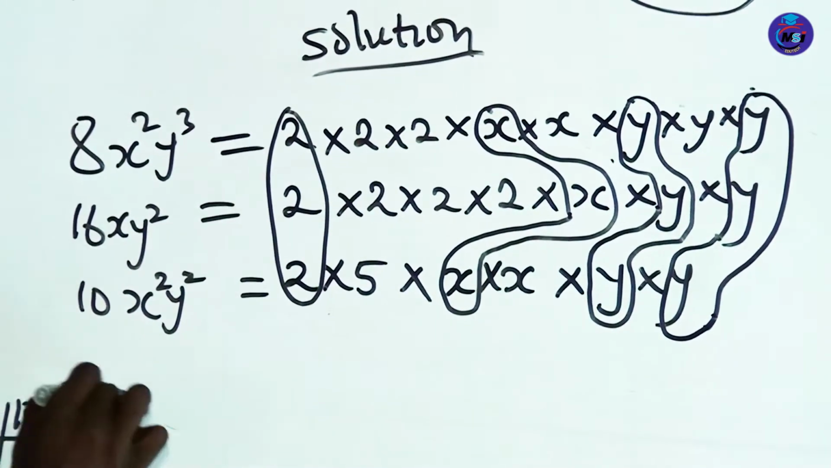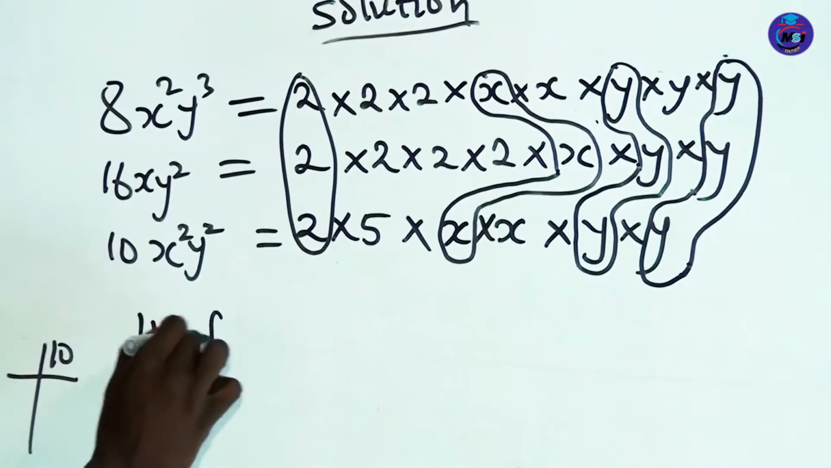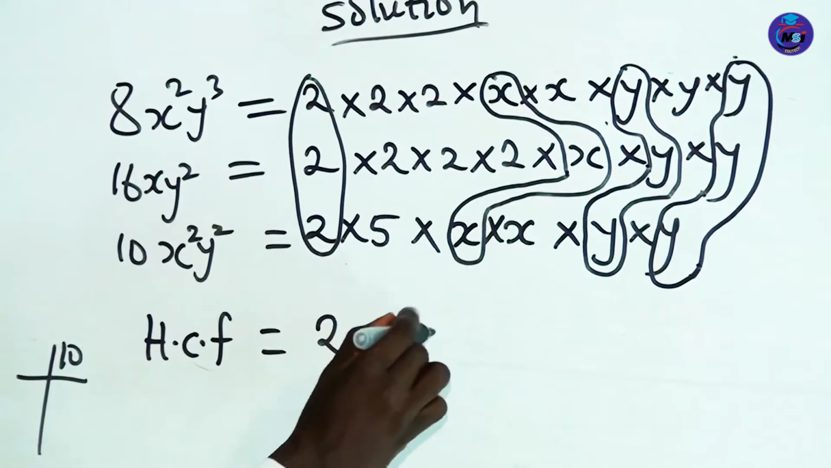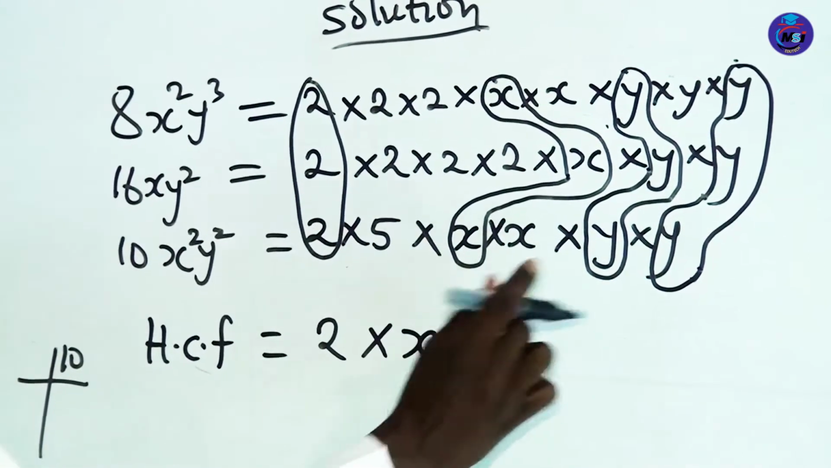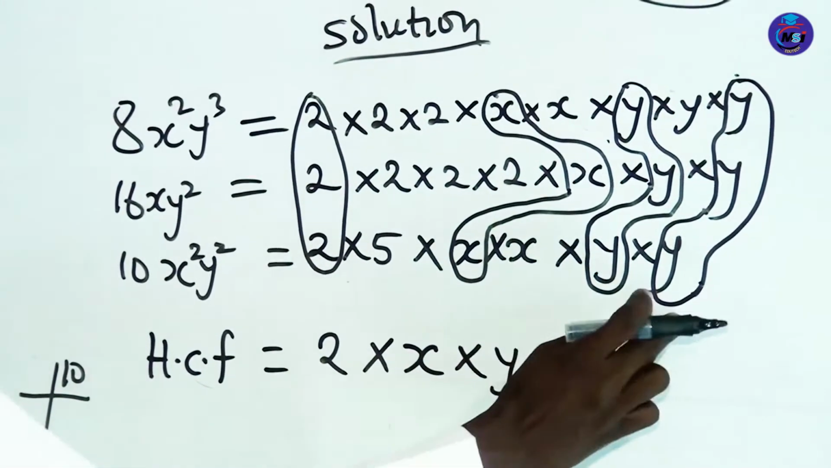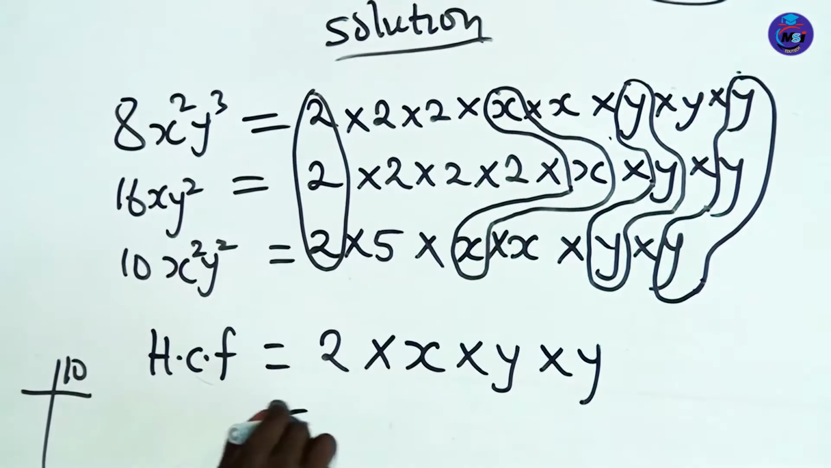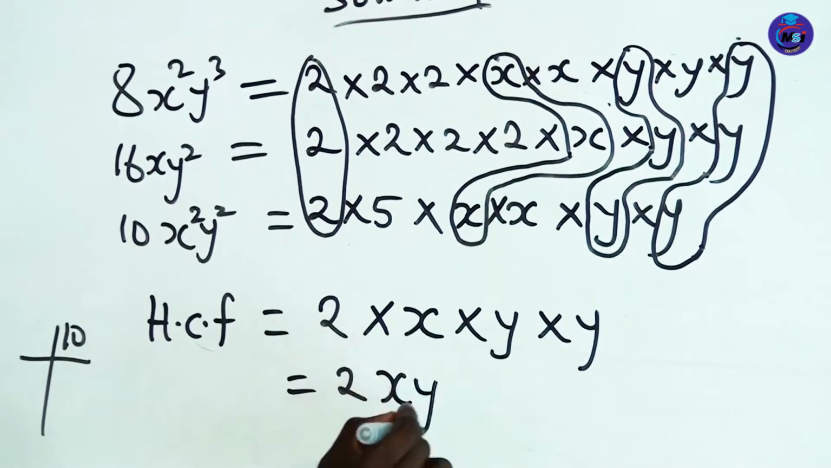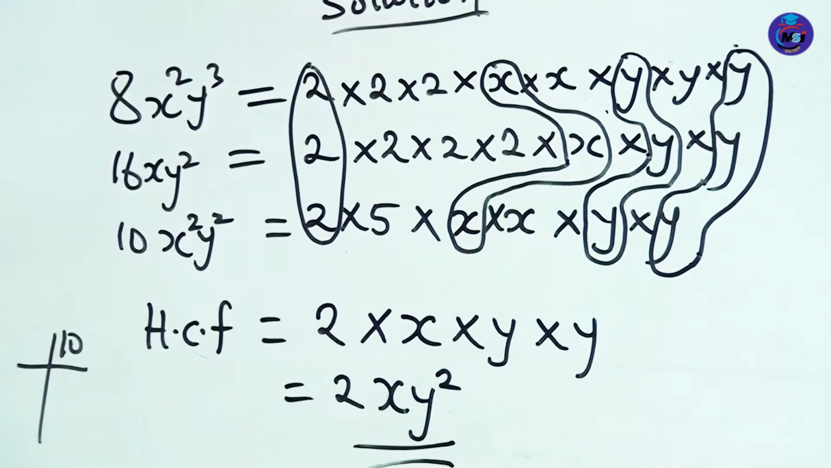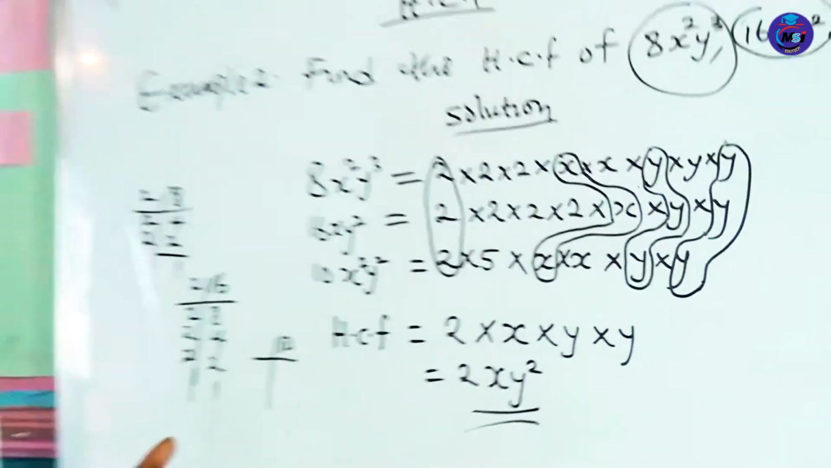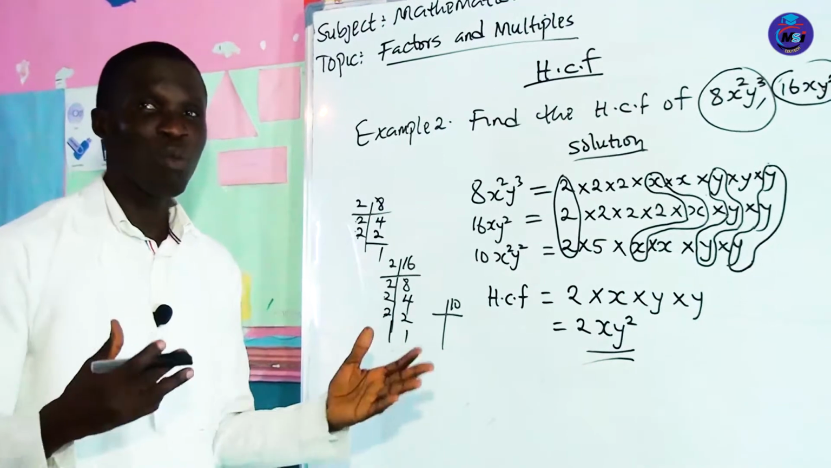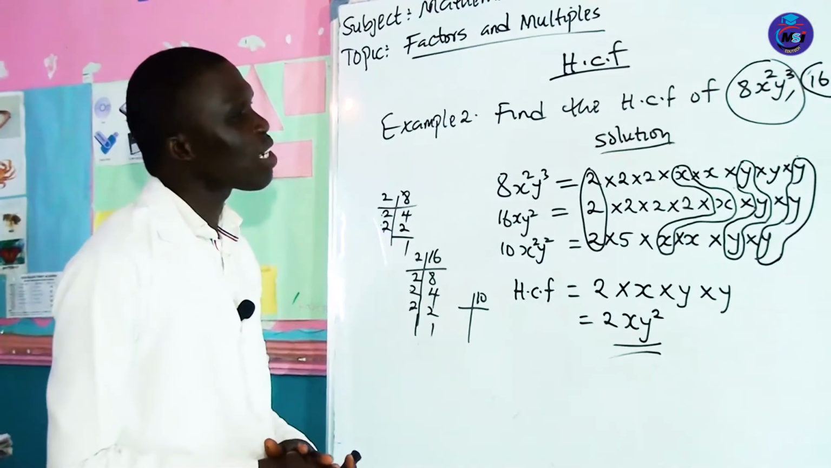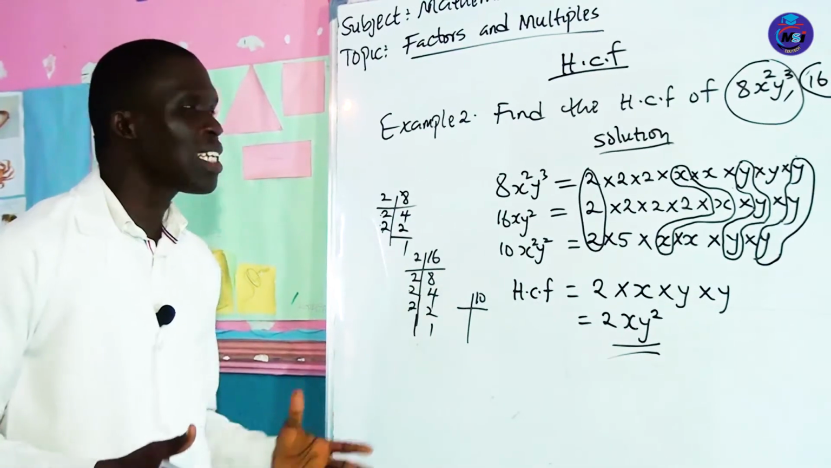Okay. So our HCF will be 2 times x times y times y. So this will give us 2x. y times y will give us y squared. So I believe this might look so strange to you, but if you go over it, you will discover that it's very simple. Now, before we round up this class, let's see LCM.